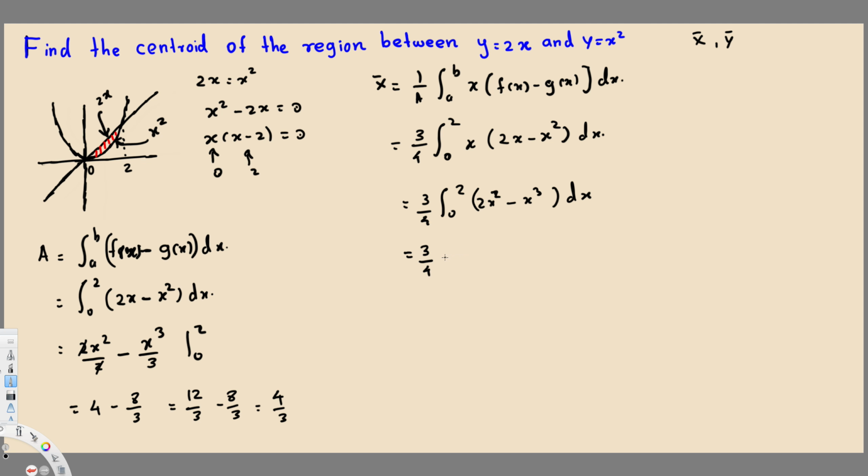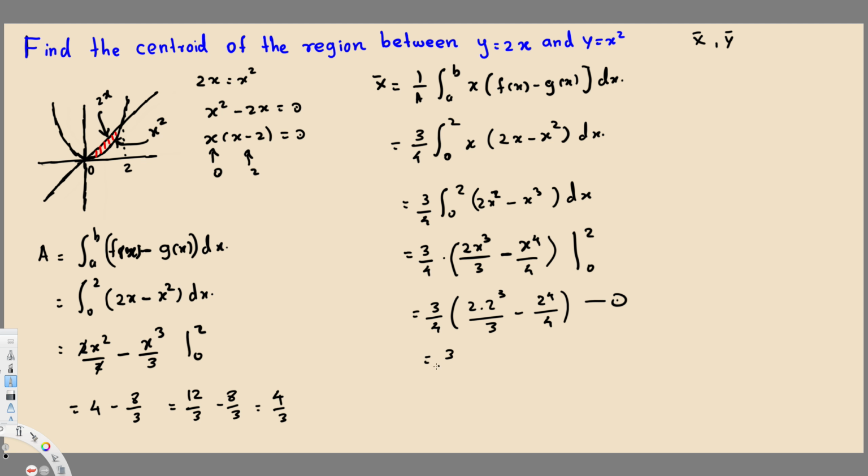3 over 4 times 2x cubed divided by 3 minus x power 4 divided by 4, going from 0 to 2. Let's substitute 2 first: 3 over 4, 2 times 2 cubed divided by 3 minus 2 power 4 divided by 4. If I substitute 0, all of them are going to be 0, because 0 divided by 3 is 0, and 0 divided by 4 is 0, so we can simply substitute 0.